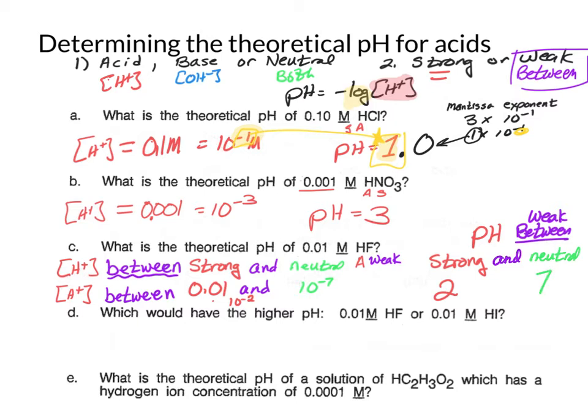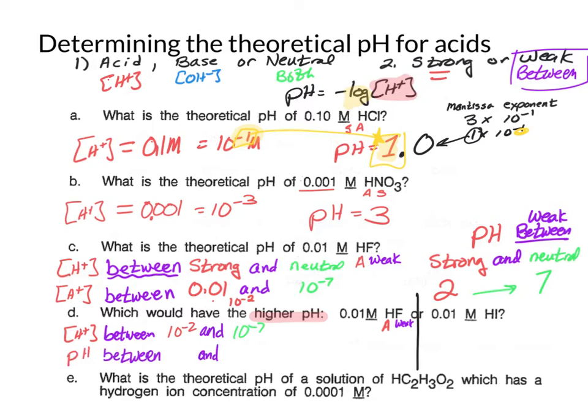Now let's look at letter D. This question is a little bit different because it's asking which one has a higher pH. So we have to look at the two parts, see what the pH is for each of them. For the first one, we see it's a weak acid. It's an acid, so we know it's going to tell us hydrogen ion directly. It's weak, so it's going to be between, in this case, 10 to the negative 2 for the strong acid, and 10 to the negative 7 as if it were water. Again, this is a weak acid, so it's between those two numbers, and that tells us that the pH is between 2 and 7.